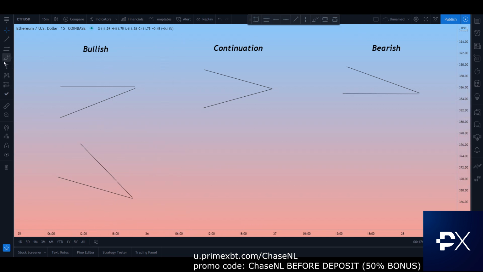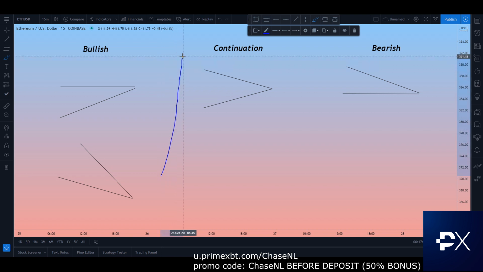Delete all these lines. Continuation pattern. We're coming up from a strong macro move. We start building this pennant. What are we looking for? We're looking for 1 touch, 1 touch, 2 touch, 2 touch, 3 touch, 3 touch. Trend line confirmed here. We're looking for the break.